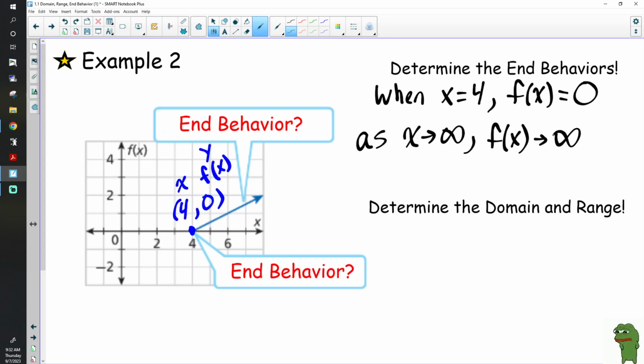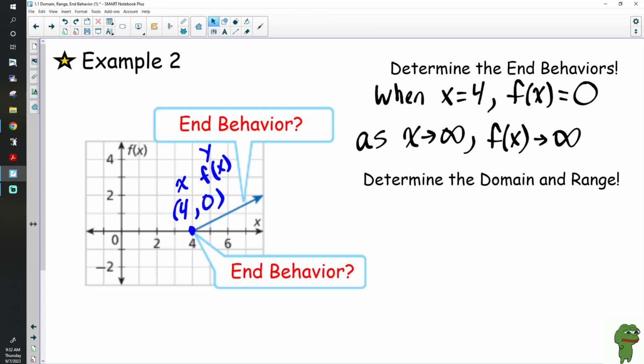Okay, domain and range. Now, we haven't necessarily done domain and range yet, but we did do intervals, and intervals are the same thing as domain and range. So, remember domain is our x, so let's look at the x-axis. When you look at domain, you should never ever look at the y-axis. We don't care about any of these numbers going up and down. We only care about the numbers on the x-axis.